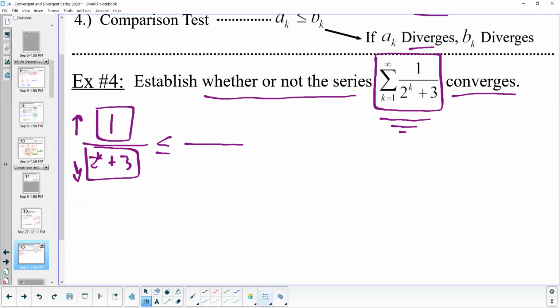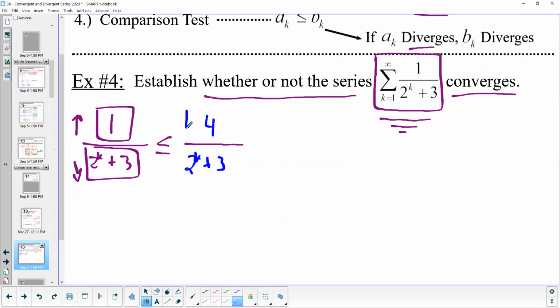But just to show you how we could do that, what if I bump that up to a 4? So 4 is clearly larger than 1. And so we get this relationship, which I would say is true: 1 over 2 to the k plus 3 is less than 4 over 2 to the k plus 3.